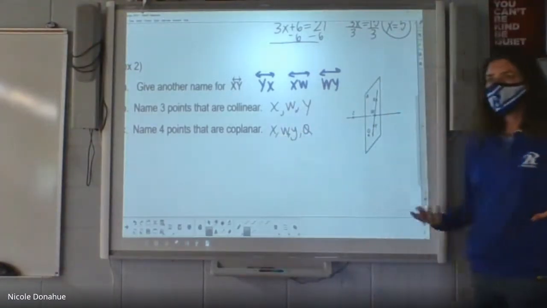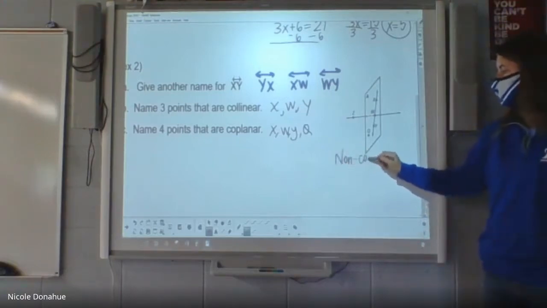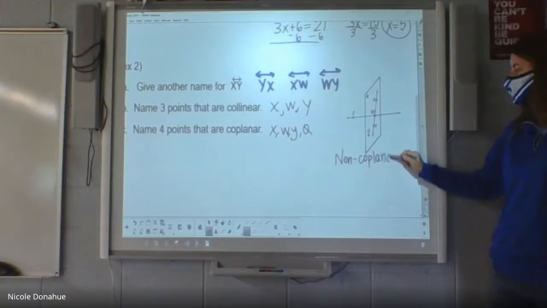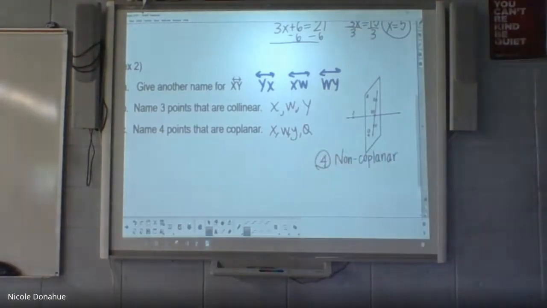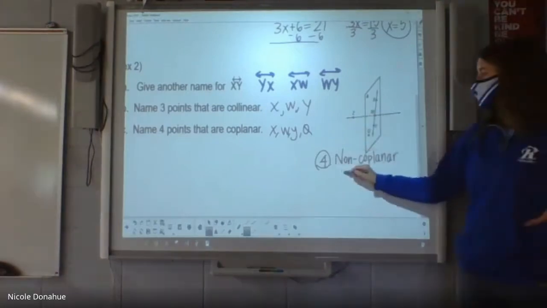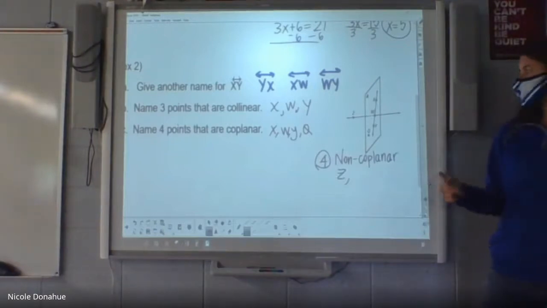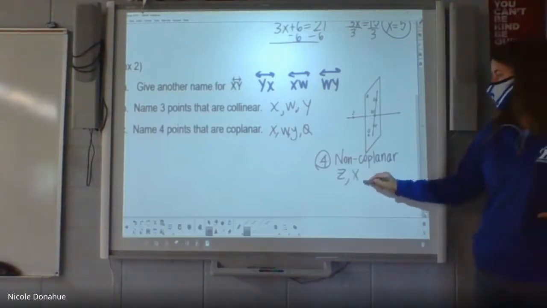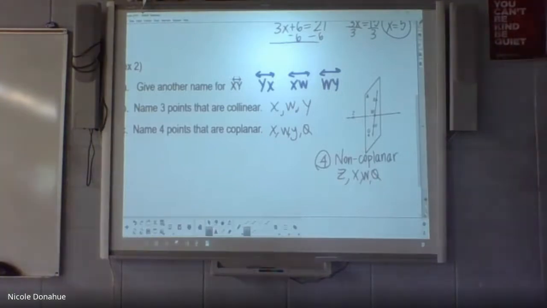Now, if I want non-coplanar, then basically, if I said 4 non-coplanar points, all I have to include is 1 point that's not coplanar with the rest of these. So Z, as soon as I include Z, that already is going to make this group non-coplanar. X, W, Q, any of those, the minute you put Z in that group, it automatically makes that group not make sense.